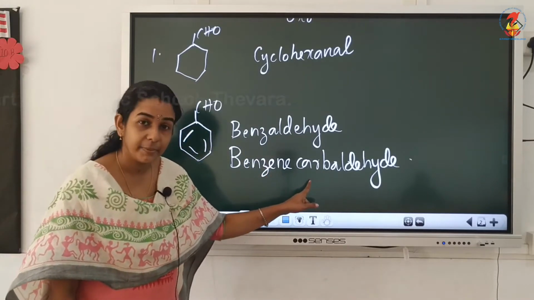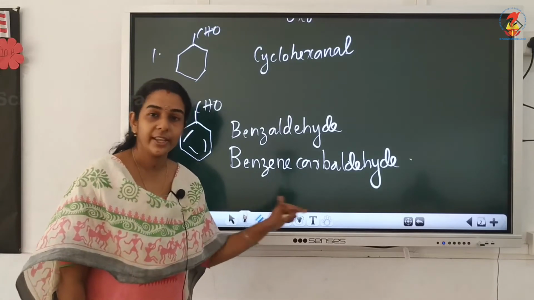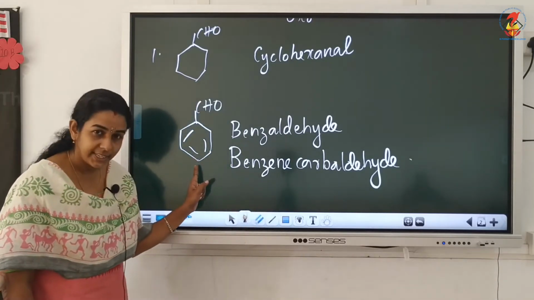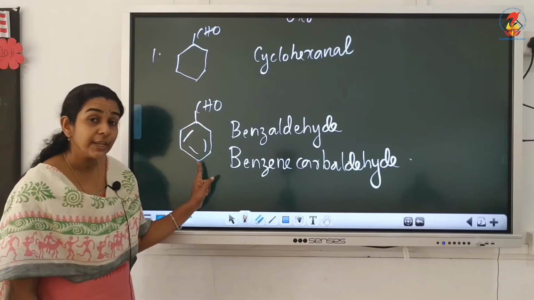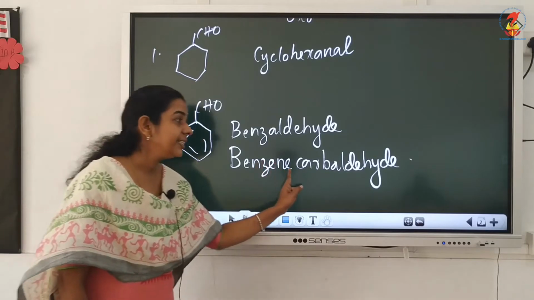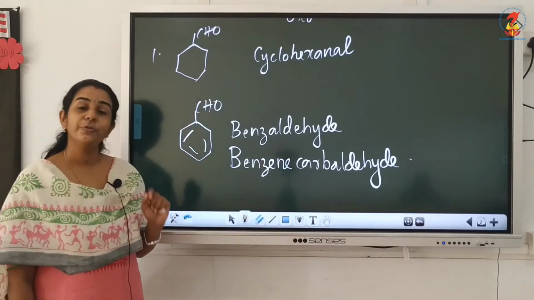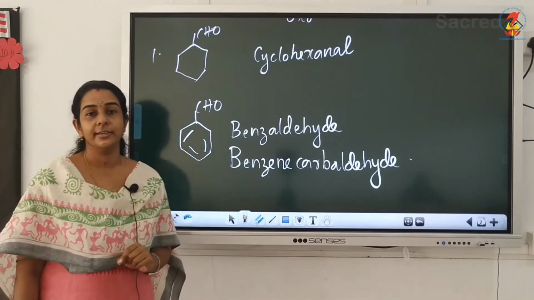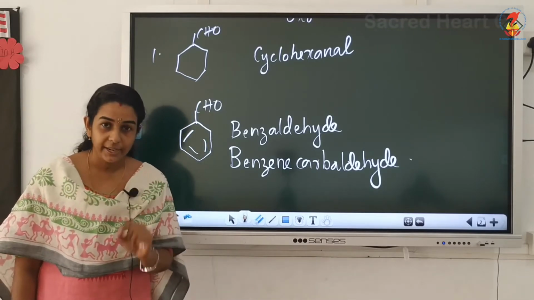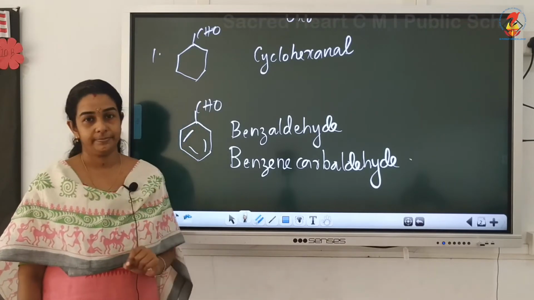How to write the carbaldehyde name? After the complete name of the ring. Here the ring is a benzene ring. So what is the other name for benzaldehyde? The ring name is benzene, so it is benzene carbaldehyde. So remember, when a CHO group is attached to any ring system, we can use the term carbaldehyde after the complete name of the ring.